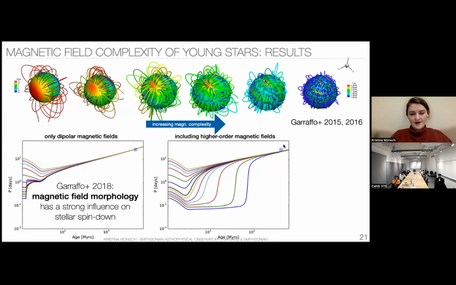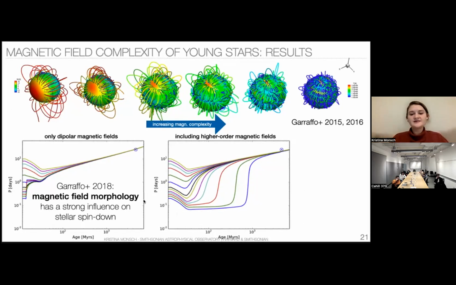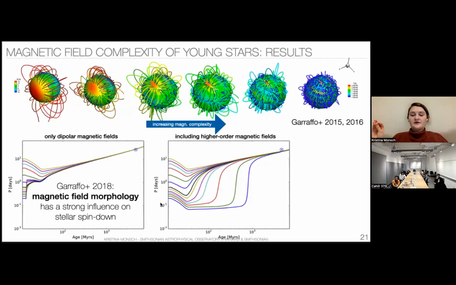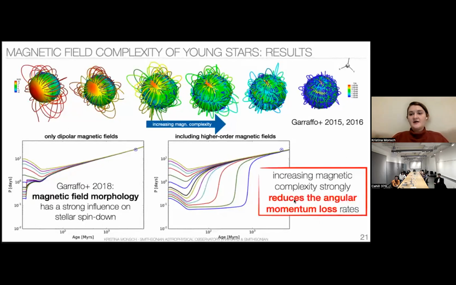However, if you include higher order magnetic fields, you see that these different tracks only start to converge after around 1,000 million years, so 1 gigayear or a few gigayears. Before that, you can develop a strong bimodality in rotation periods, depending on whether the star was initially fast rotating or slowly rotating. This shows that increasing magnetic complexity strongly reduces the angular momentum loss rate, and this can very well explain what we're actually observing.